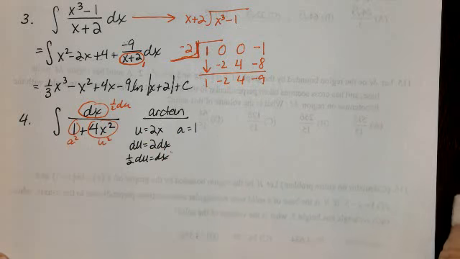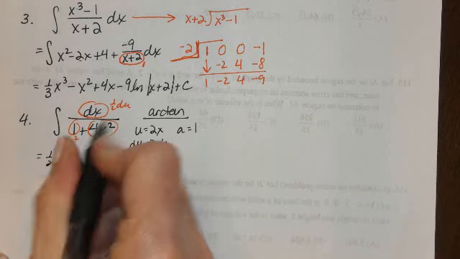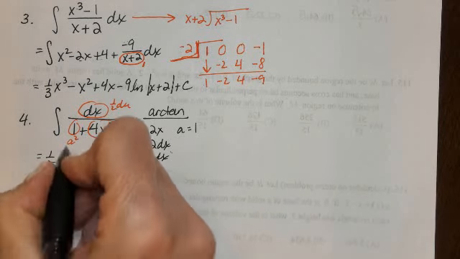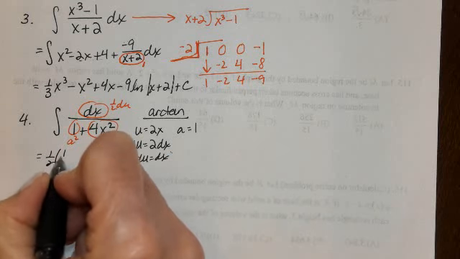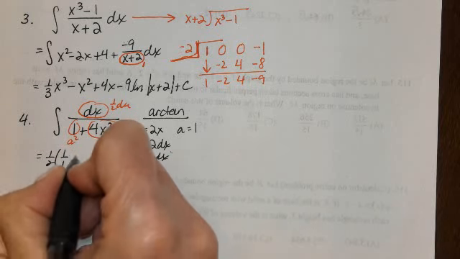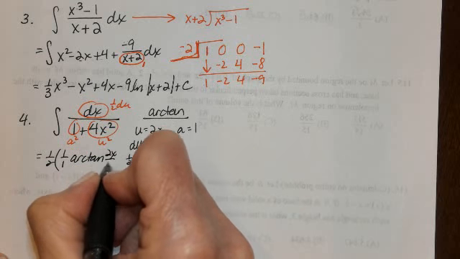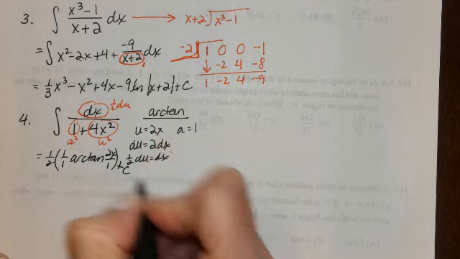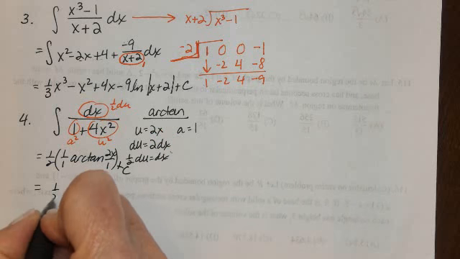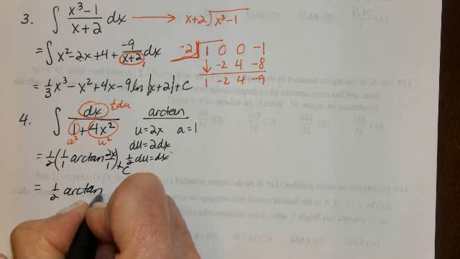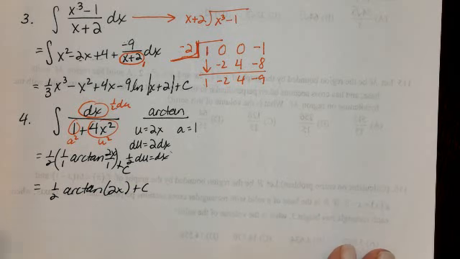That is straightforward arctan. So 1/2 from that, 1/2. For arctan, you need a 1 over a, but in this case, a is just 1. Arctan of u over a plus c. Squeeze in your plus c. So this would be 1/2 arctan of 2x plus c. Okay?